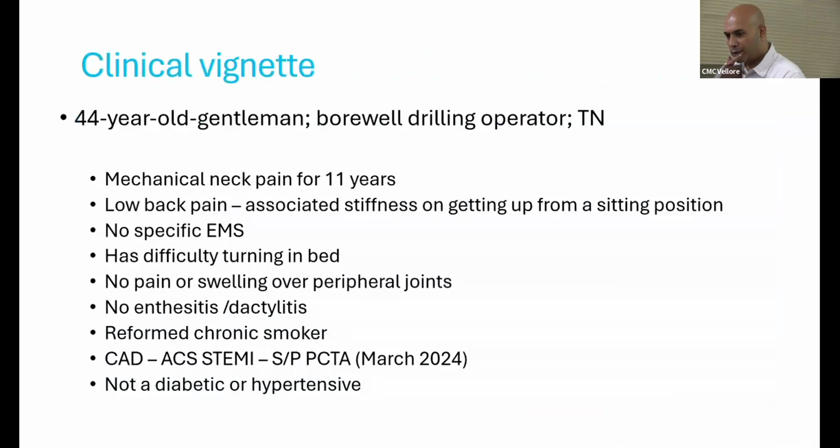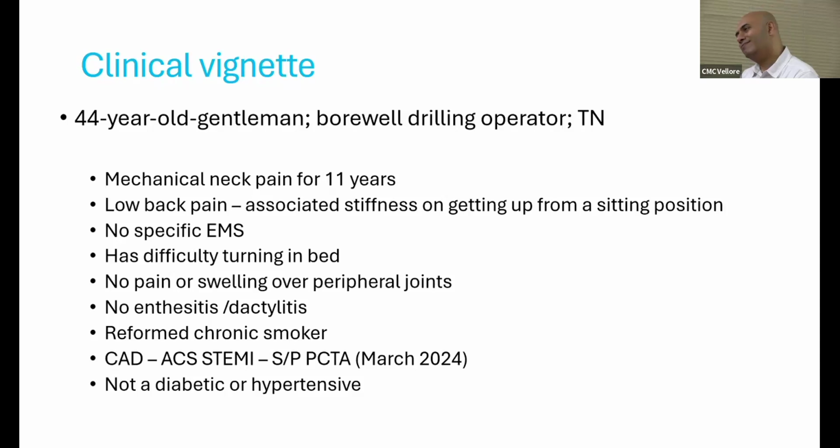Let's go to something interesting. This is a gentleman I saw in the last OPD. In fact, yesterday he had come for a review. That's why I thought I should include him. He's a 44-year-old gentleman, a bore drilling operator from close by. He's been having this mechanical neck pain for 11 years, right? And he's gone to several doctors. A lot of them have treated him with multiple medications.